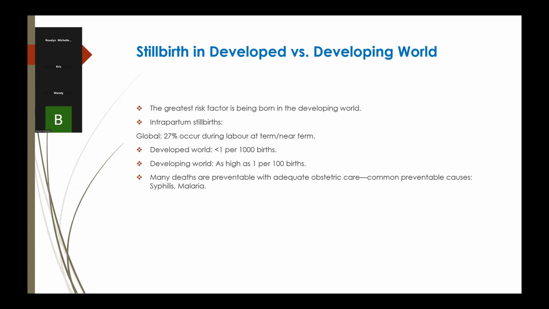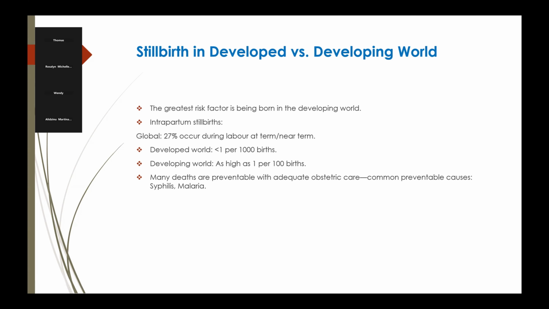So let's compare stillbirth in the developed world against the low income or developing world. The fact that you are in a developing country or low income country means that you are likely to have a stillbirth. Sometimes nature predisposes us this way, which I call the social determinants, or what is known as the social determinants of health. Globally, 27% of all stillbirths occur in the third trimester.